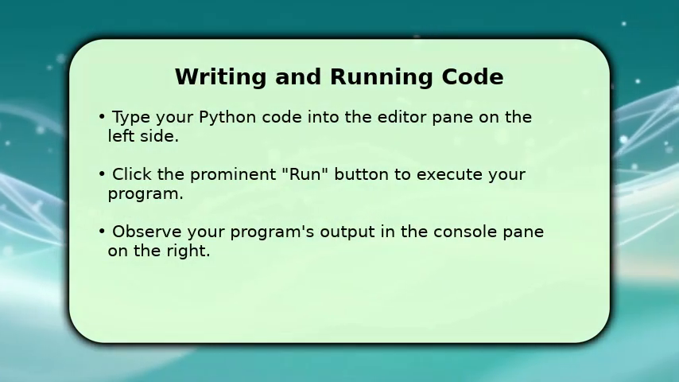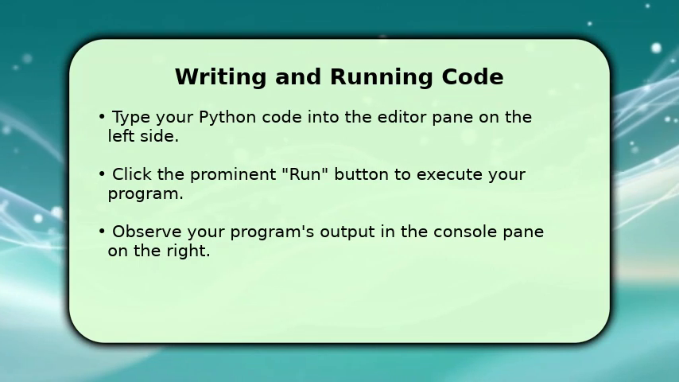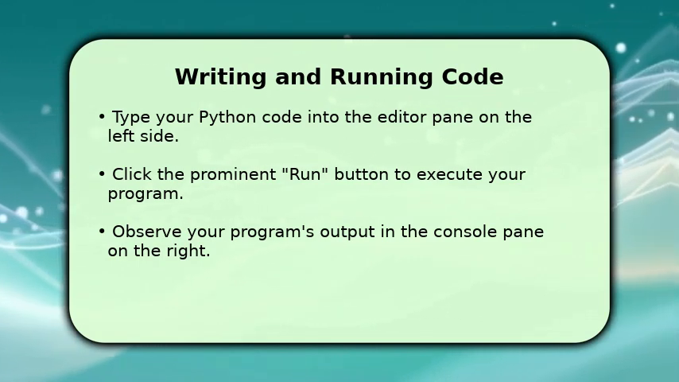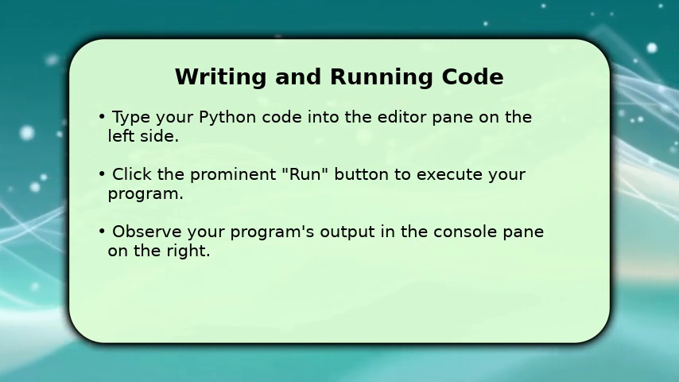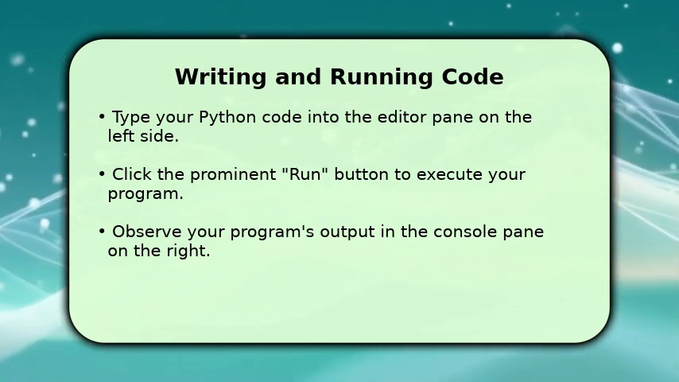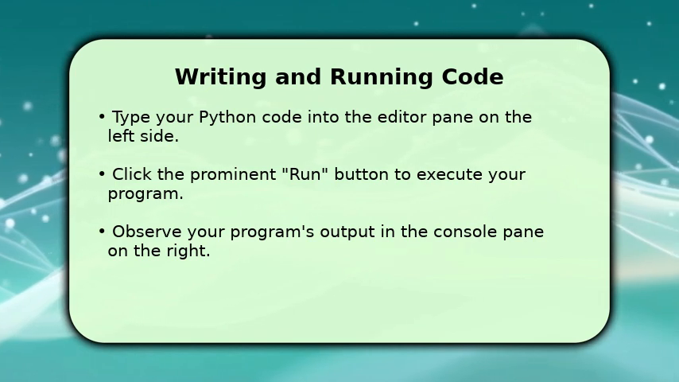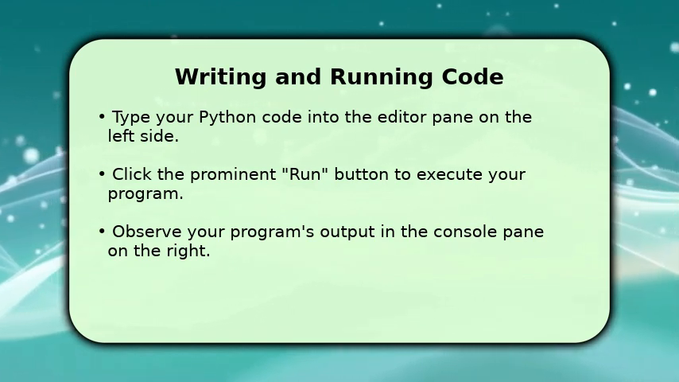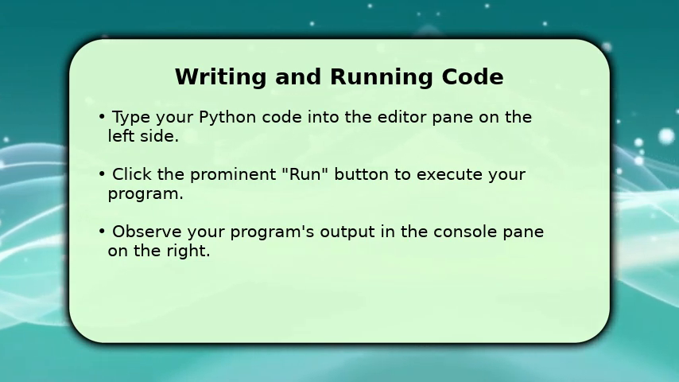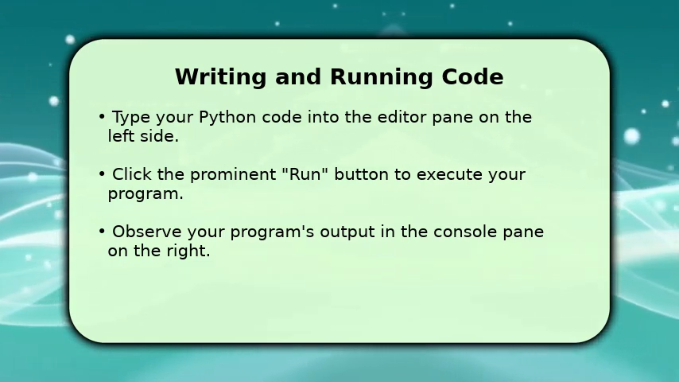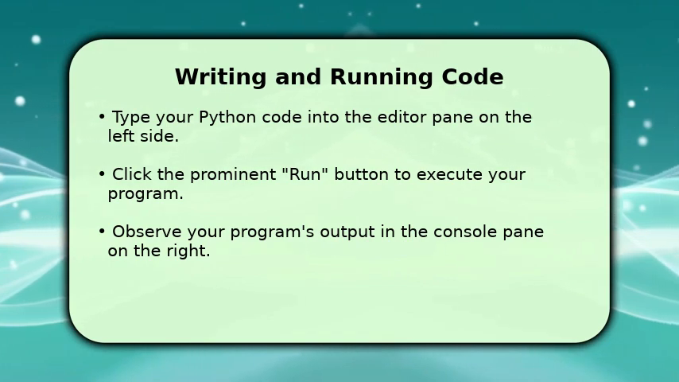Now that your REPL is ready, you can start coding. Type your Python instructions into the editor pane, which is typically on the left side of your screen. When you are ready to see your code in action, simply click the large Run button. Your program will execute, and any output, such as print statements, will appear in the console pane on the right. It is a seamless and interactive experience.